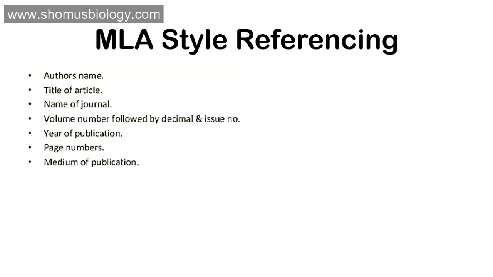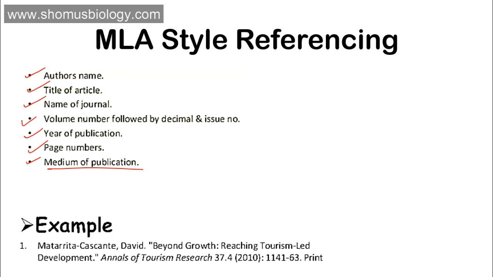An example says, first you put the author's name, then the title of the article, name of the journal, volume number followed by the decimal and the issue number, year of publication, page number, medium of publication, everything. So this is one example.